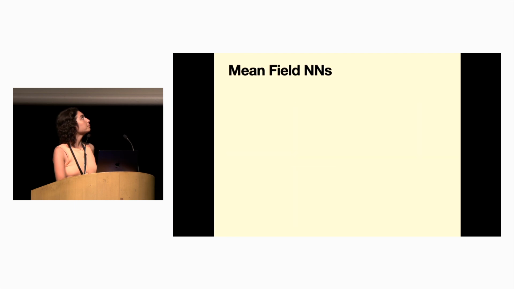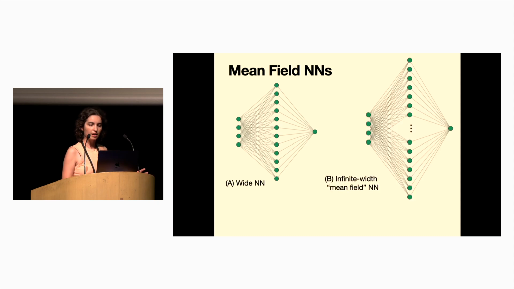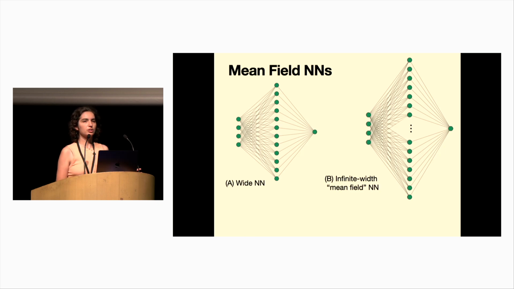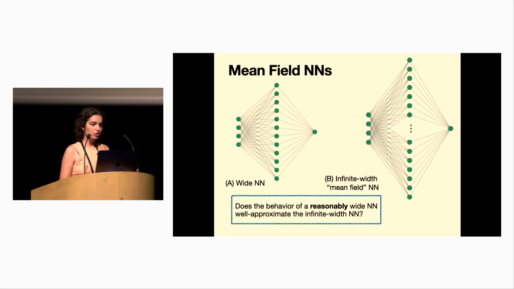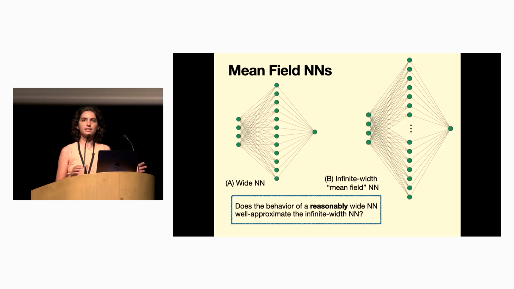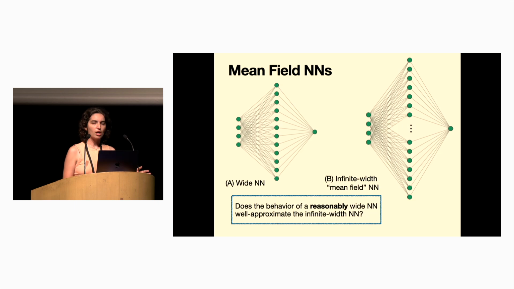So this is a talk about mean field neural networks, which are the limit obtained when you have really wide two-layer neural networks whose width goes to infinity. And as Francis Bach introduced a few days ago, this limit also occurs when you scale the initialization of all the parameters in the two-layer neural network in a certain way. So the main focus of this work is, does the behavior of a reasonably wide two-layer neural network, this one on the left, well approximate the behavior of an infinite width neural network?